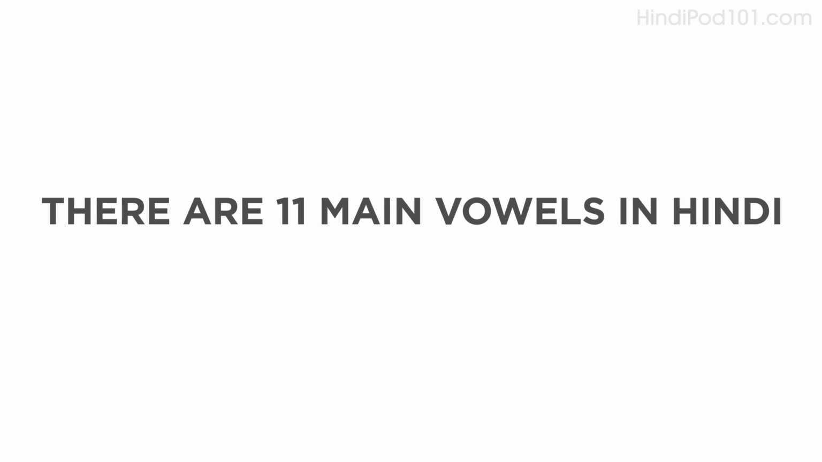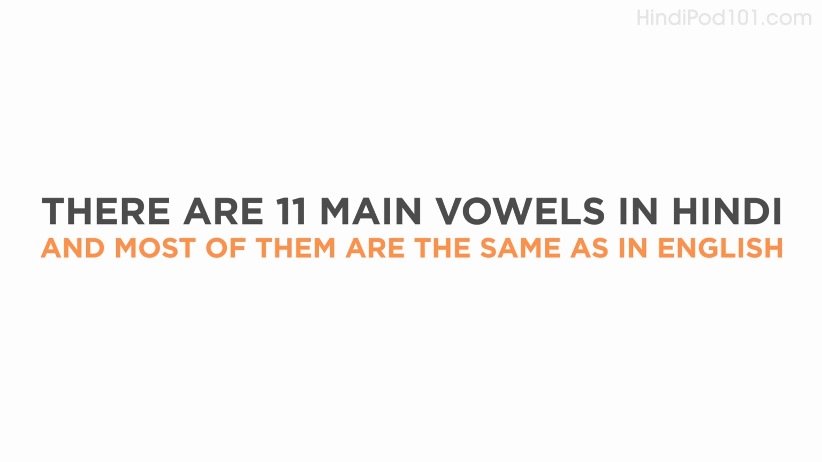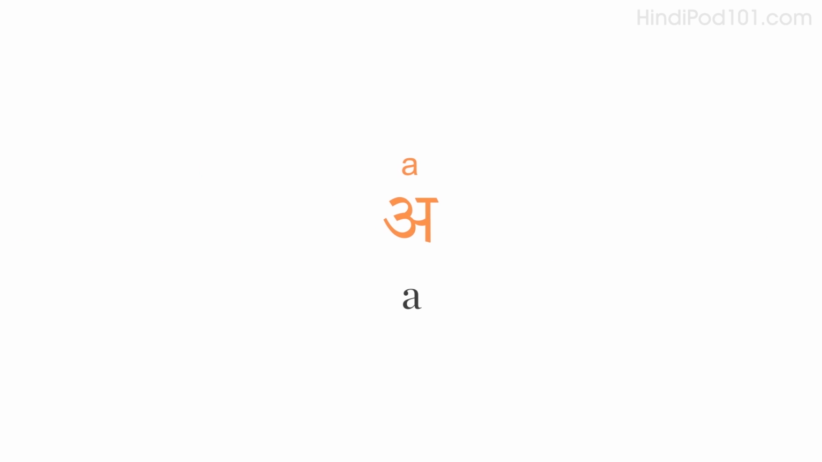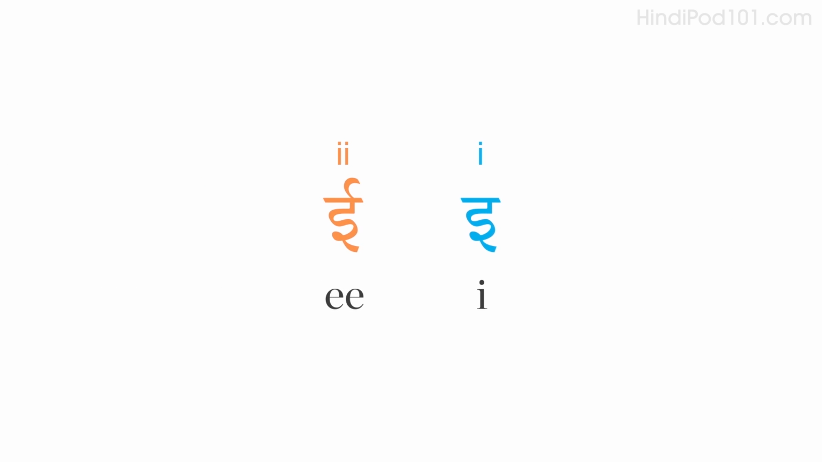There are 11 main vowels in Hindi, and most of them are the same as in English. For example, A is like the sound of the letter A in the English word apply. A is like the sound of the letter A in the word father. I is like the letter I in tin. E is like the letters E in see.